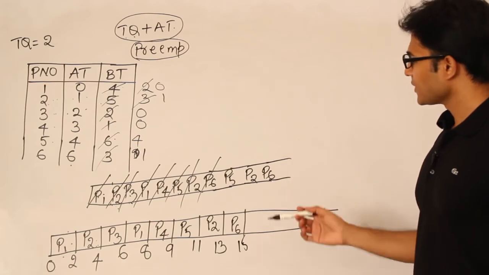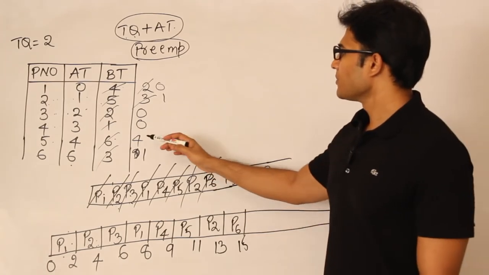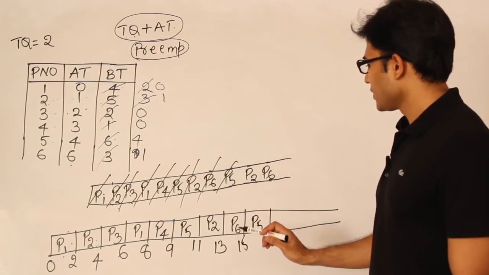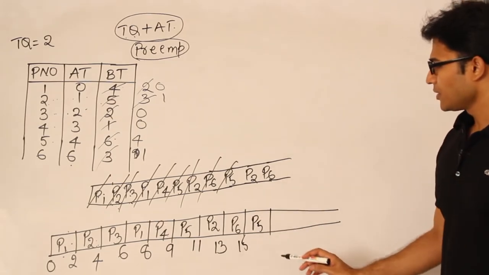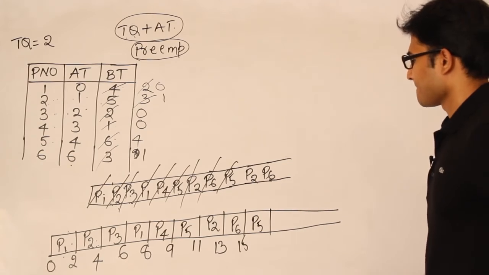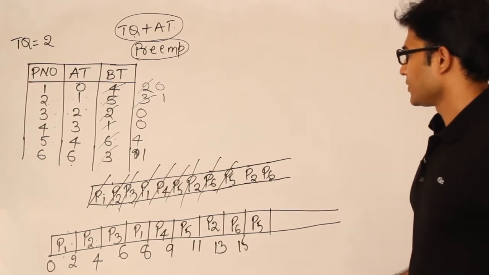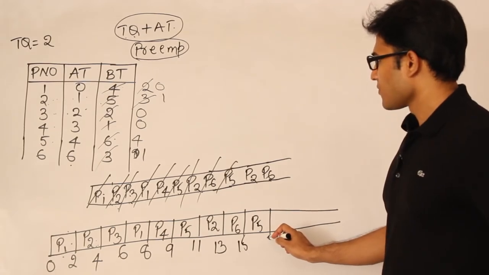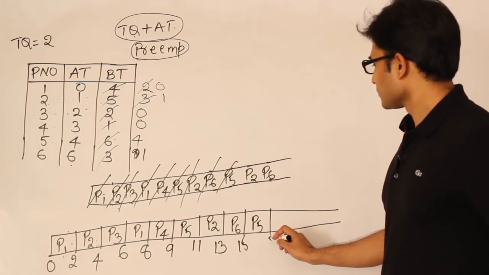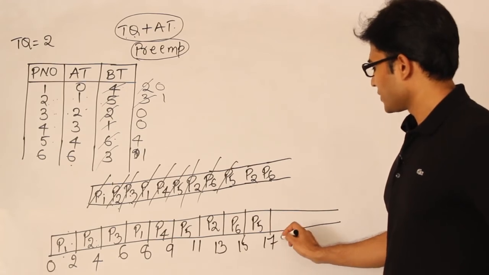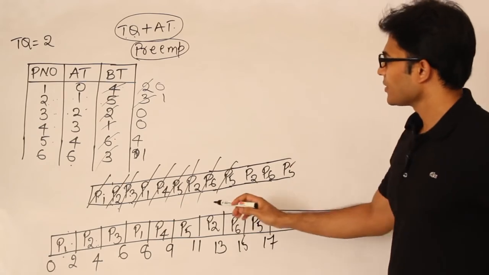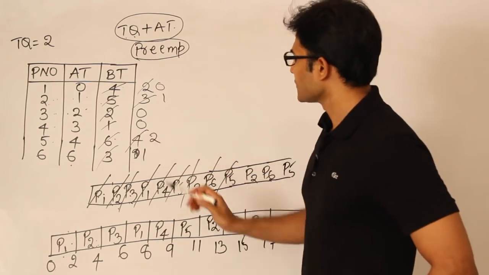Fine. Now what is the next one? P5. So how much is the remaining time for P5? P5 will get scheduled, and how long is it going to run? P5 is going to run for 2 units because it requires 4 units, right? So I am going to run it for 2 units. Yeah. So it is going to run till 17. Fine. And after that it should go and sit in the queue, and it requires 2 more units, right?